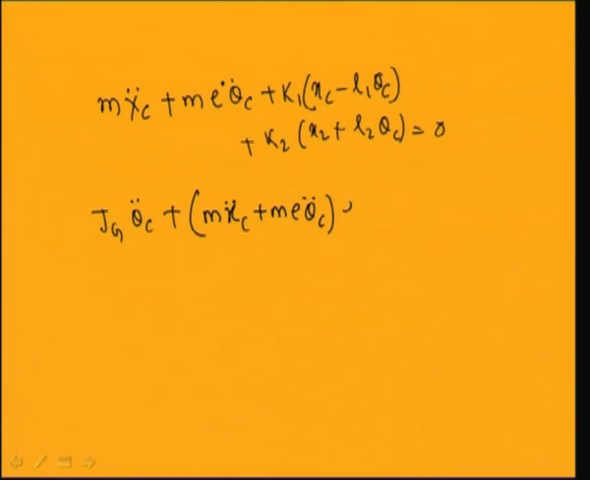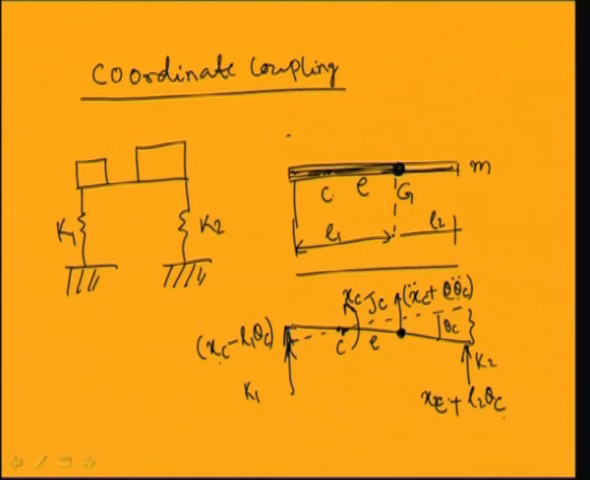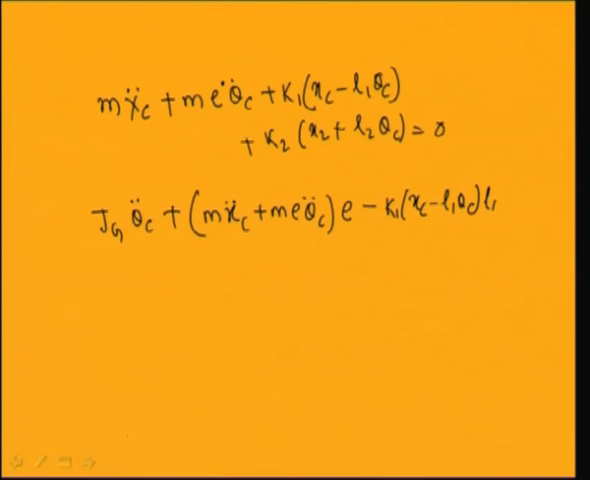into distance e, minus this k1 into x c minus L1 theta c into, so this is at a distance L1, as I am assuming this theta c to be small. So this distance I can take as L1. Similarly, the other support distance I can take as L2. So plus k2 into x c plus L2 theta c into L2 equal to 0. So these are the two equations I obtained for this lathe machine.